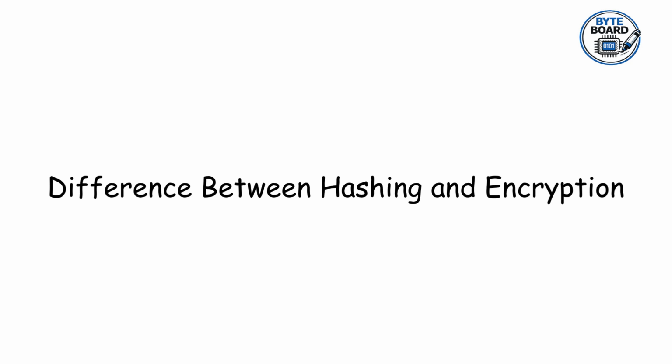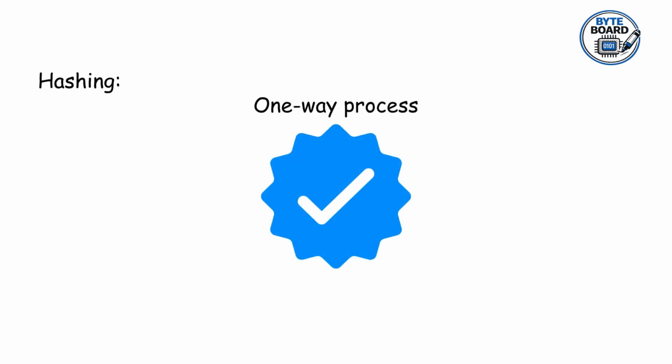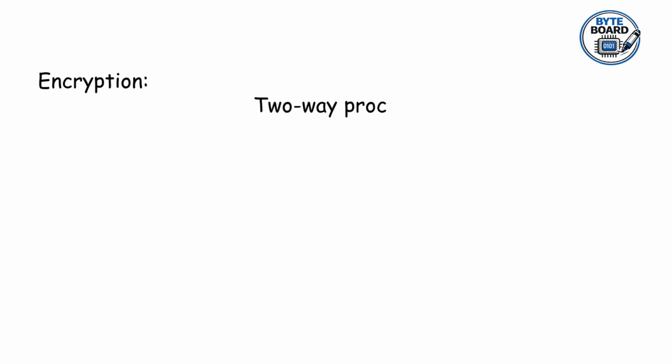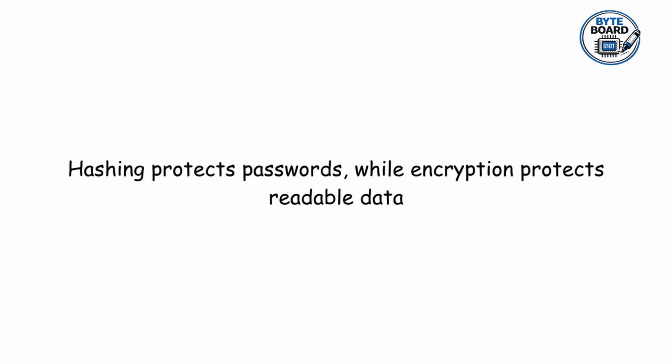Difference between hashing and encryption. Many people confuse hashing and encryption, but they are different. Hashing: one-way process, mainly used for verification, cannot easily be reversed. Encryption: two-way process, data can be decrypted using a key. Hashing protects passwords, while encryption protects readable data.